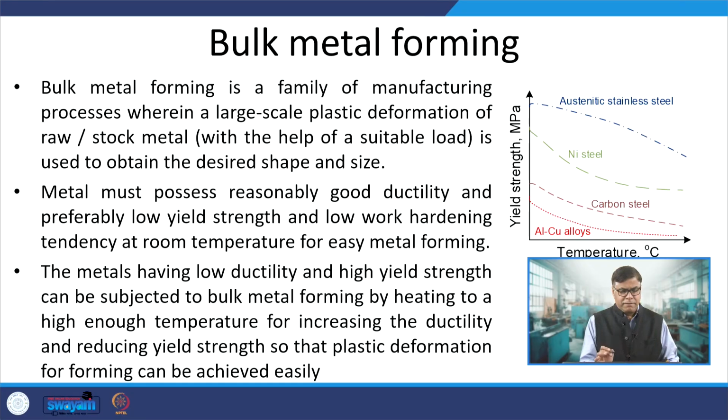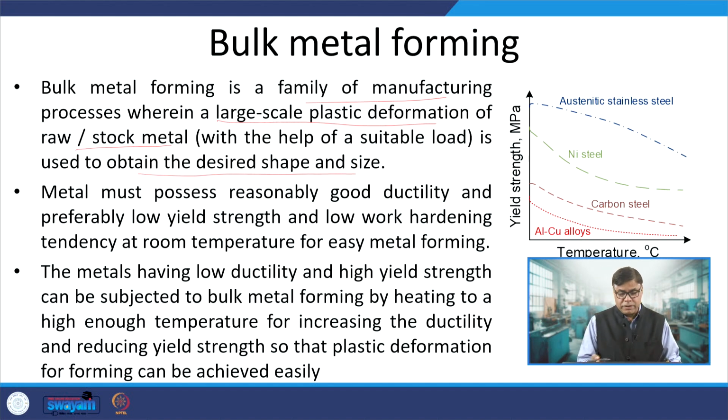So, bulk metal forming is basically a family of manufacturing processes where large scale plastic deformation of the stock or raw material is realized using a suitable kind of stresses. These may be compressive, tensile, or bending type, and when the plastic deformation is realized, that helps in obtaining the product of the desired size and shape.